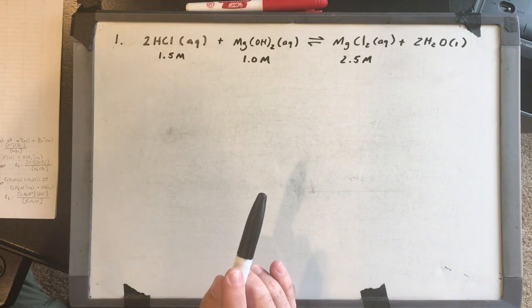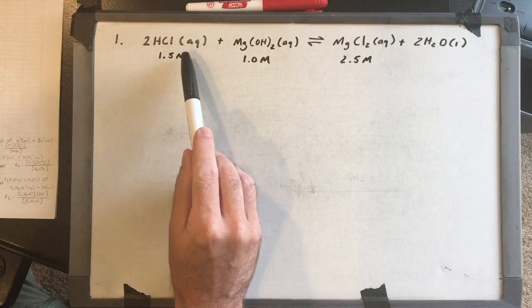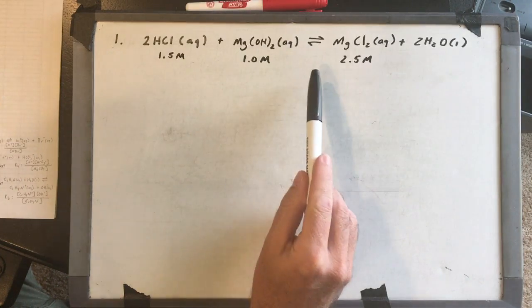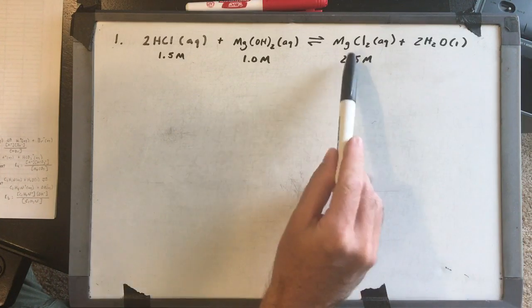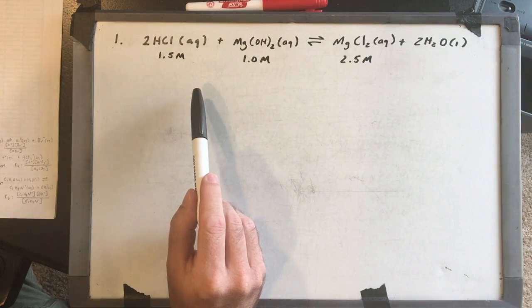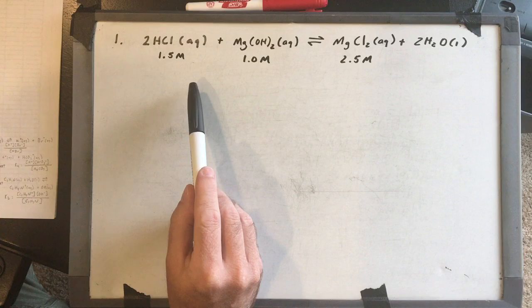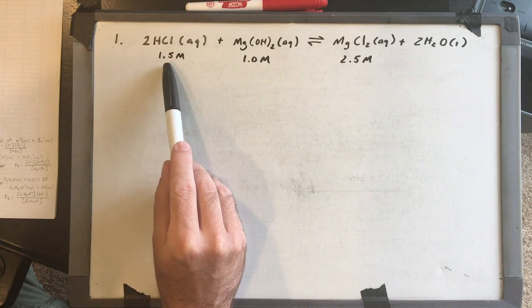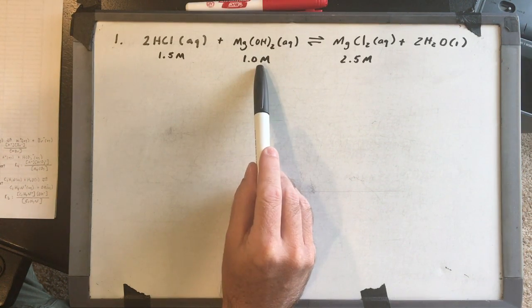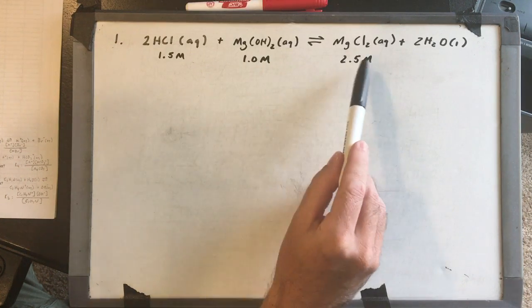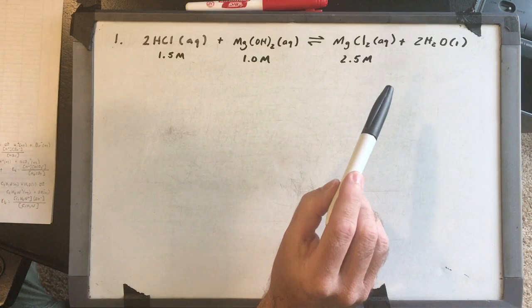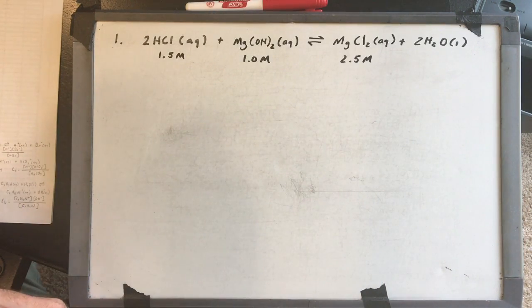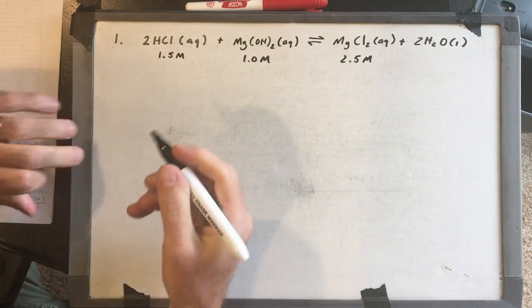So number one, we have this reaction here, 2HCl plus magnesium hydroxide makes magnesium chloride plus water. Water's liquid, everything else is aqueous. And the equilibrium concentrations are 1.5 molar for HCl, 1 molar for magnesium hydroxide, and 2.5 molar for magnesium chloride. And the question says, what's the equilibrium constant?